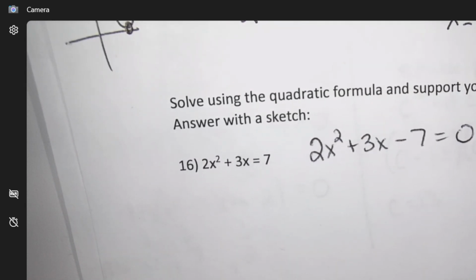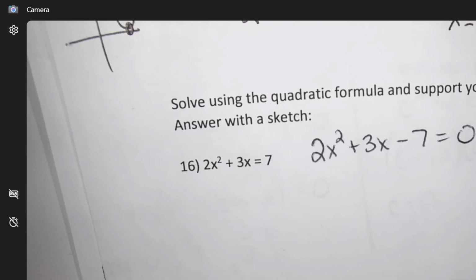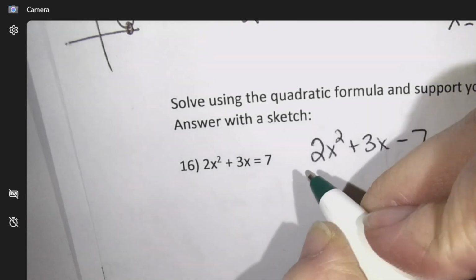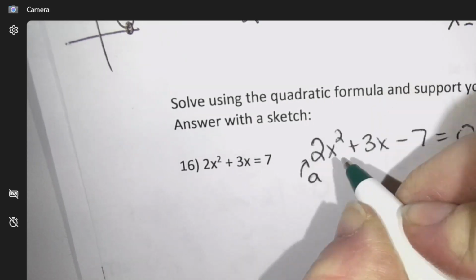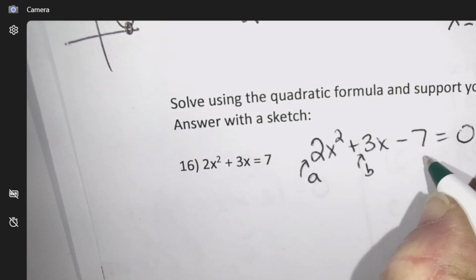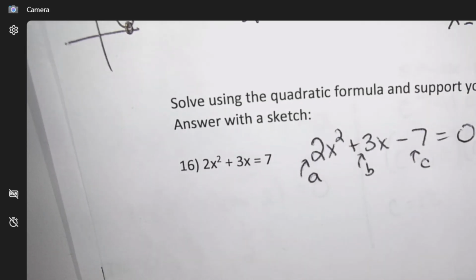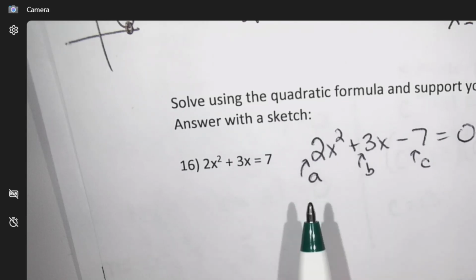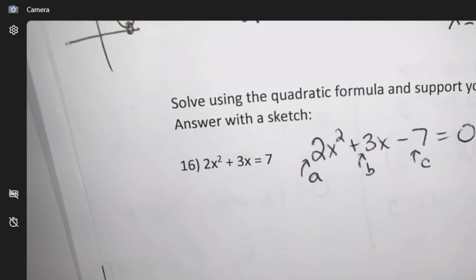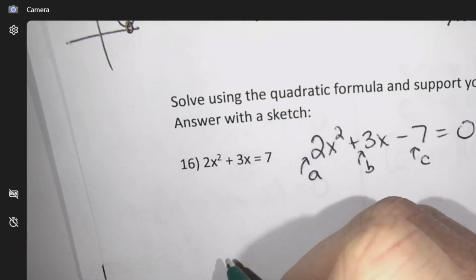Also, what's another thing I could do to trick you? I might write them out of order, right? You got to pay attention to the order. I might not necessarily write the x squared first. So you got to find that. Okay, this is in order now. There's an A, that's the B, that's the C. Okay, not always do I write it like that, so be careful. Wink, wink.